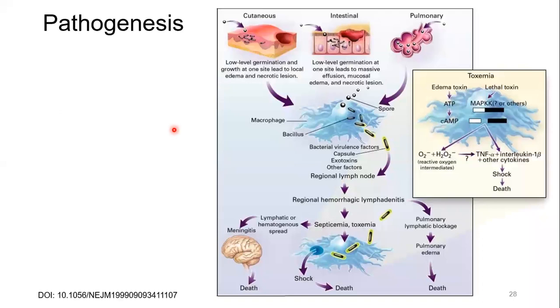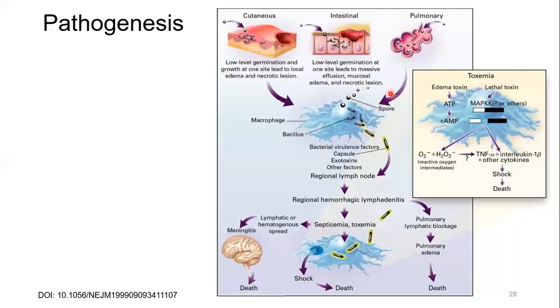So in terms of pathogenesis, I said there's cutaneous, where it's transmitted through the skin. And once the spores get into the skin, they'll usually germinate and therefore produce the actual bacteria and will cause local edema and necrotic lesions. And I'll mention how they do that. It's through toxins. Within the gastrointestinal tract, again, there's germination at the site, causing effusion, mucosal edema and necrotic tissue. And the same thing happens within the lungs.